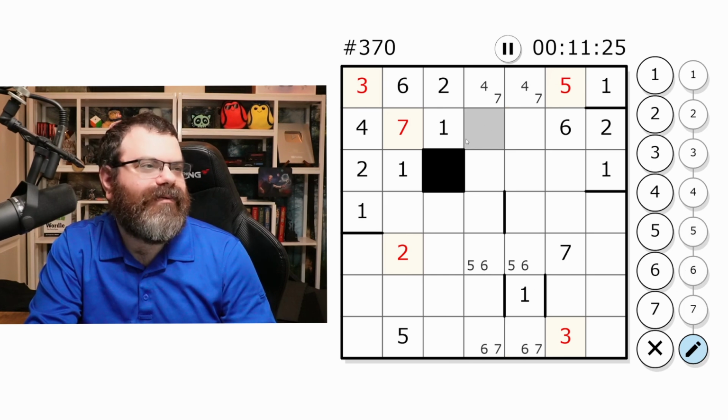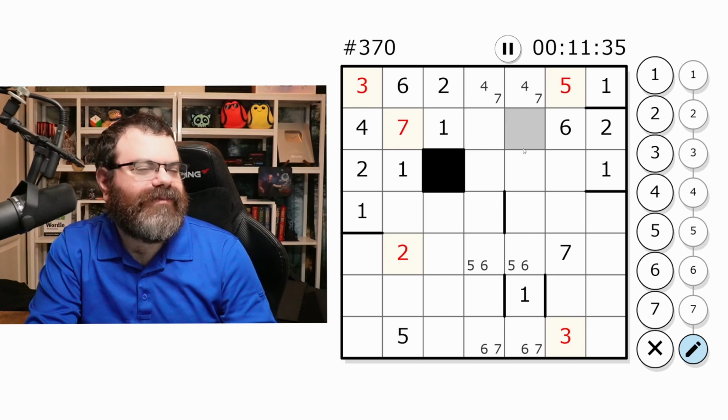Let's just look at this row now. It has 1, 2. We need 3 and 5. That is an X-Wing on 5s. Does that help me? No, it doesn't. Okay. So let's not worry about that.